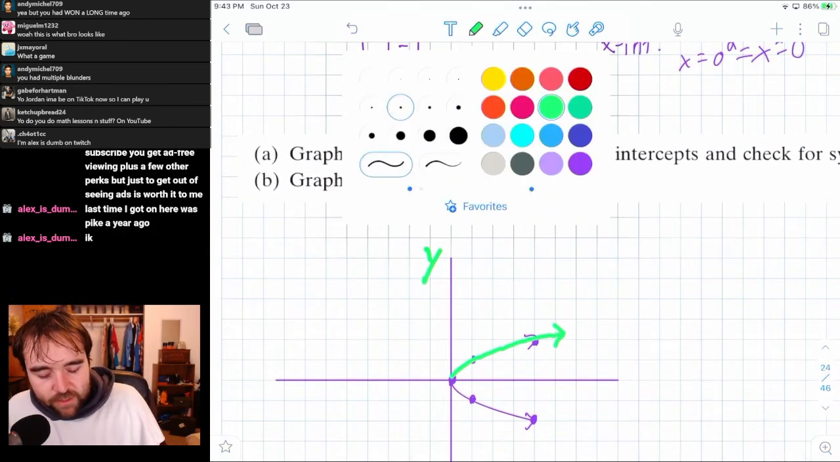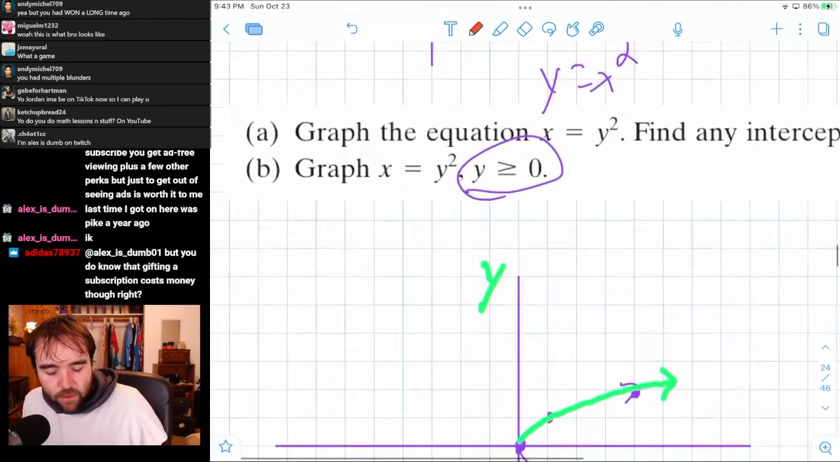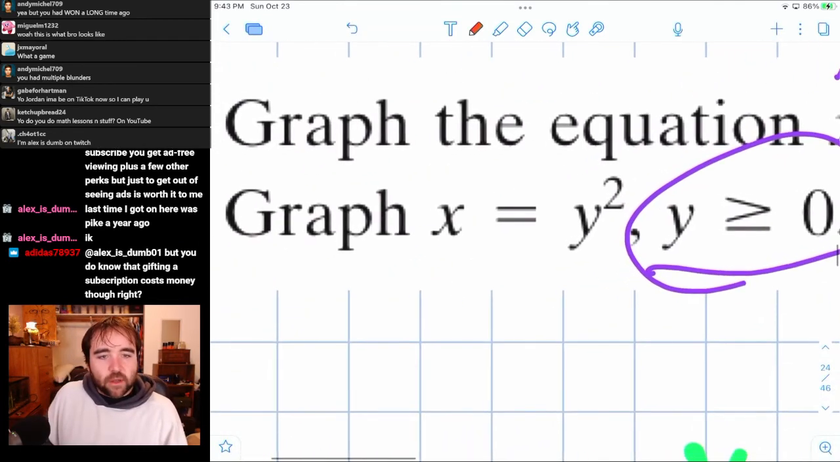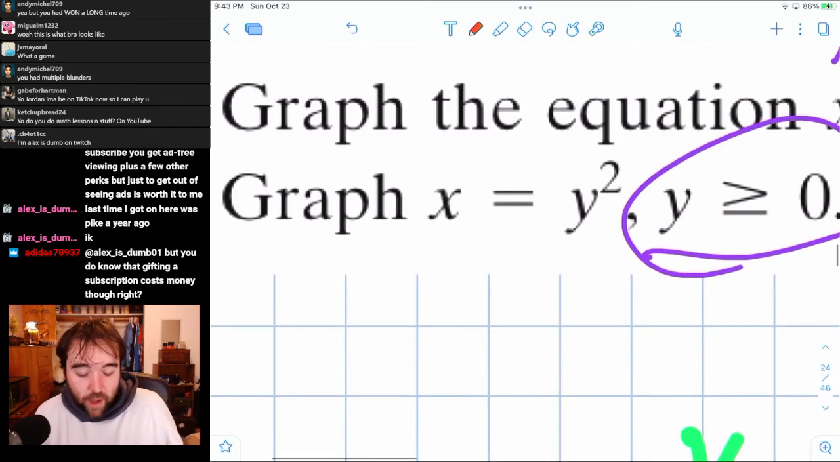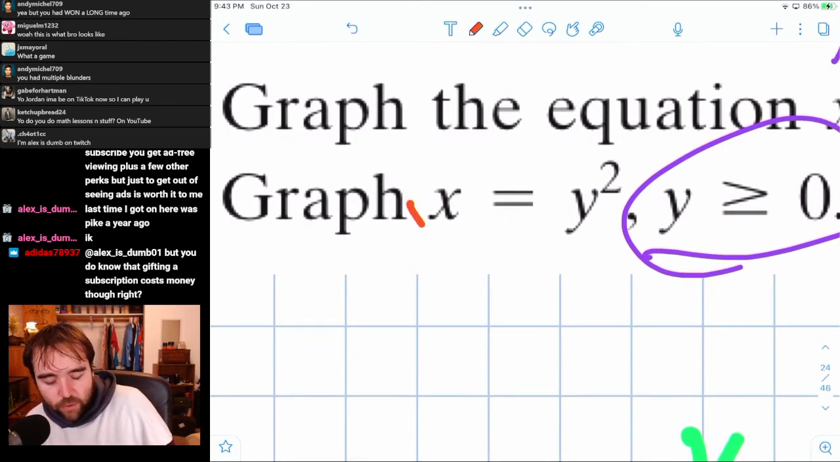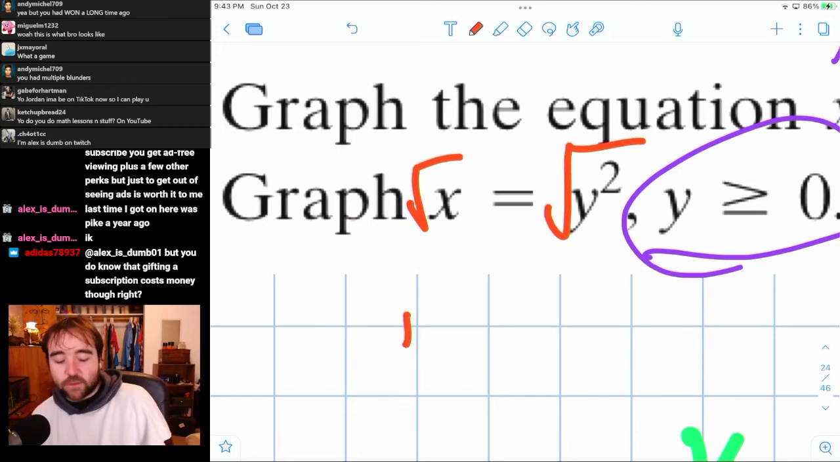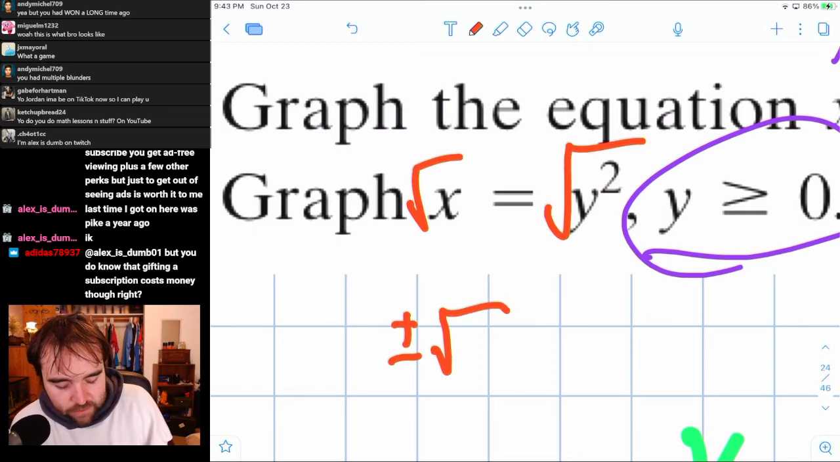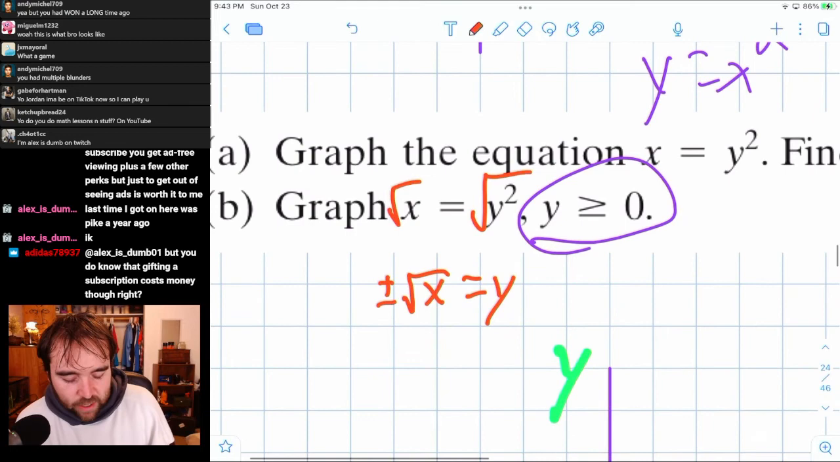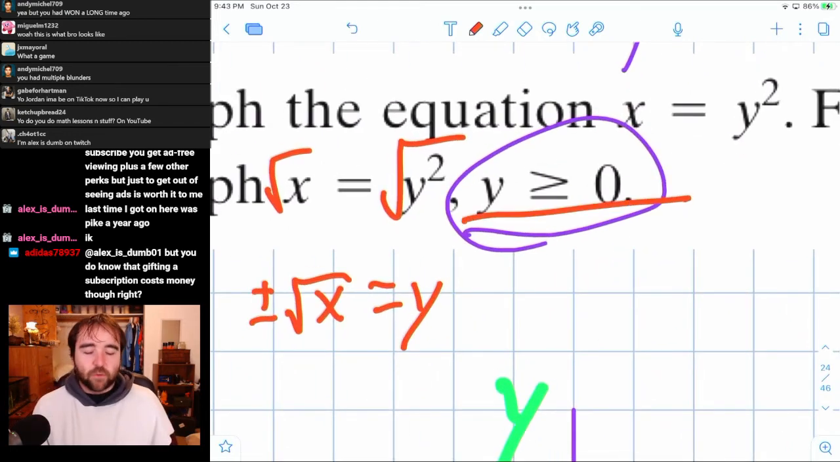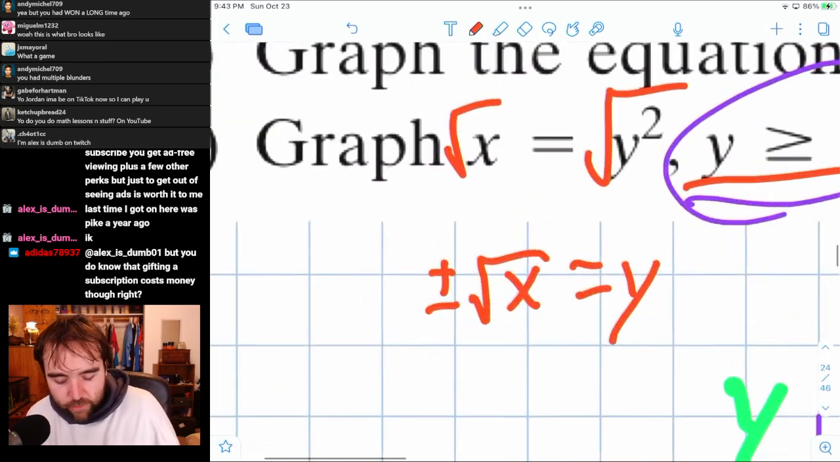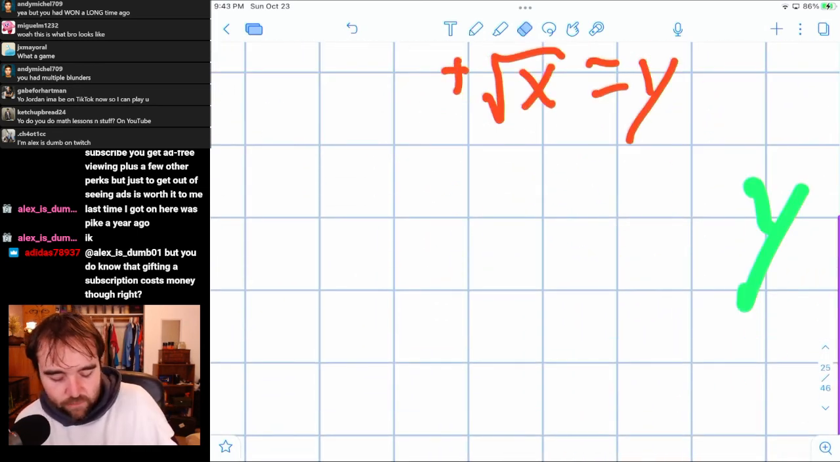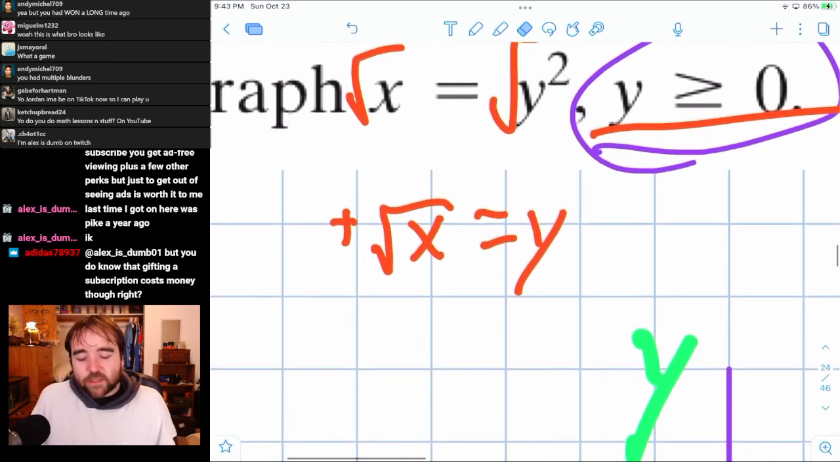And how that really comes in to be interesting is that if we try to make this a function, if we try to solve for y, we'd have to square root both sides. And remember, what do you always have to do when you square root both sides? You have to do plus or minus. So you'll have plus or minus the square root of x equals y. But then notice how here they specified they only wanted when y is greater than 0. They only wanted the positives. So that's why we can reject the negative and only do the positive version.